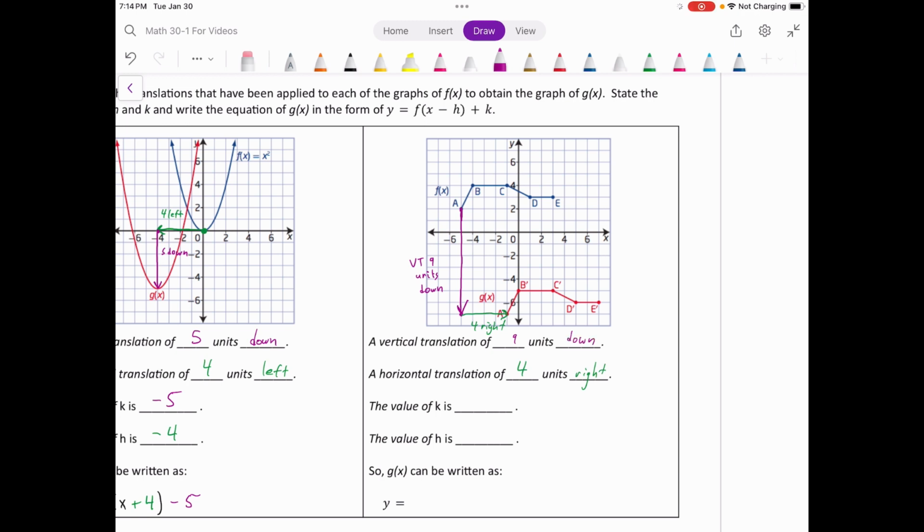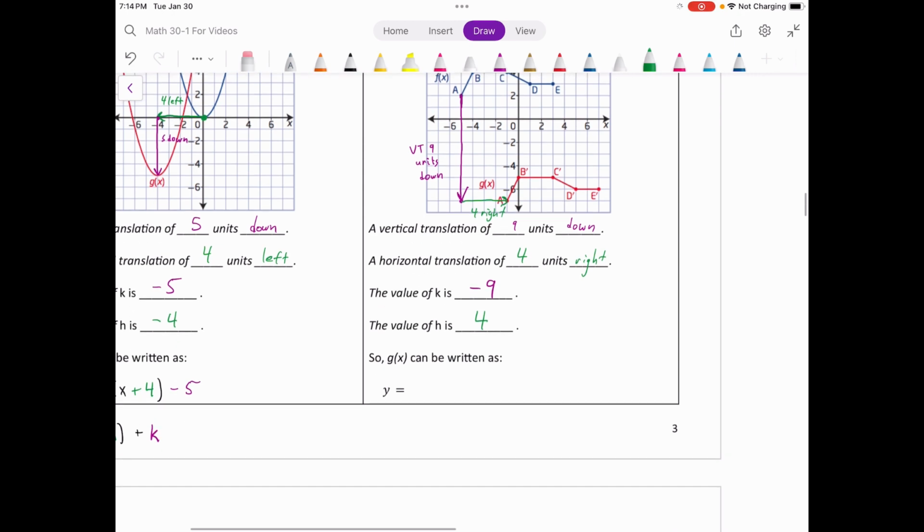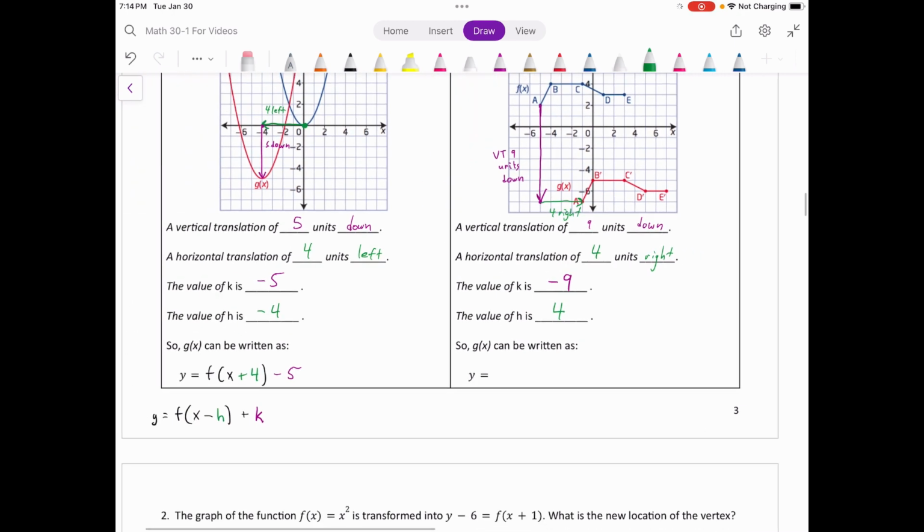Can you figure out k and h? Well, k has to do with the vertical, right? So 9 down, that means our k is -9. And 4 right, that means our h is +4, right? To move it to the right, that's x getting more positive, so we must have had a positive h there, 4 to the right. So g of x can be written as, again, use this like a template. It's a template for saying how you would transform the original graph's equation to get this new graph.